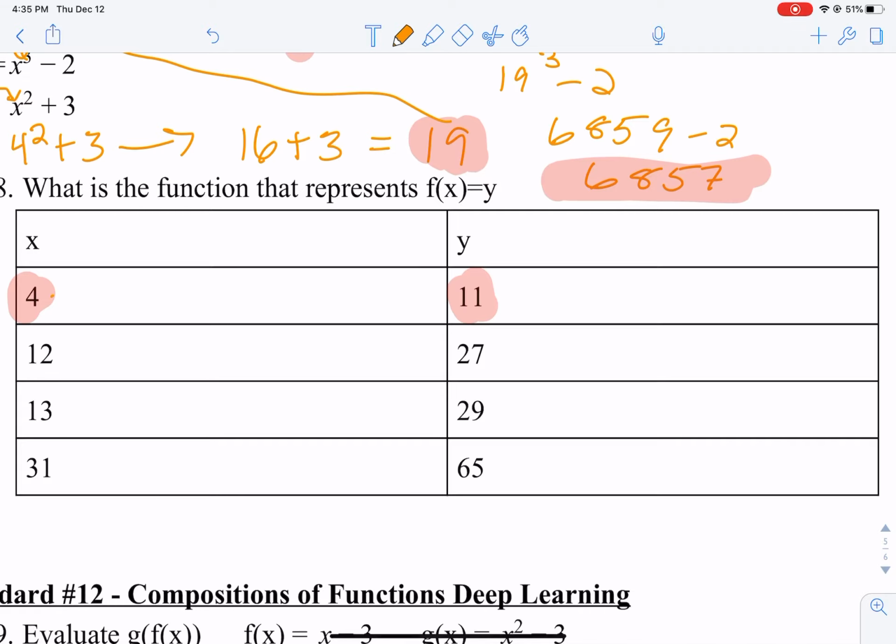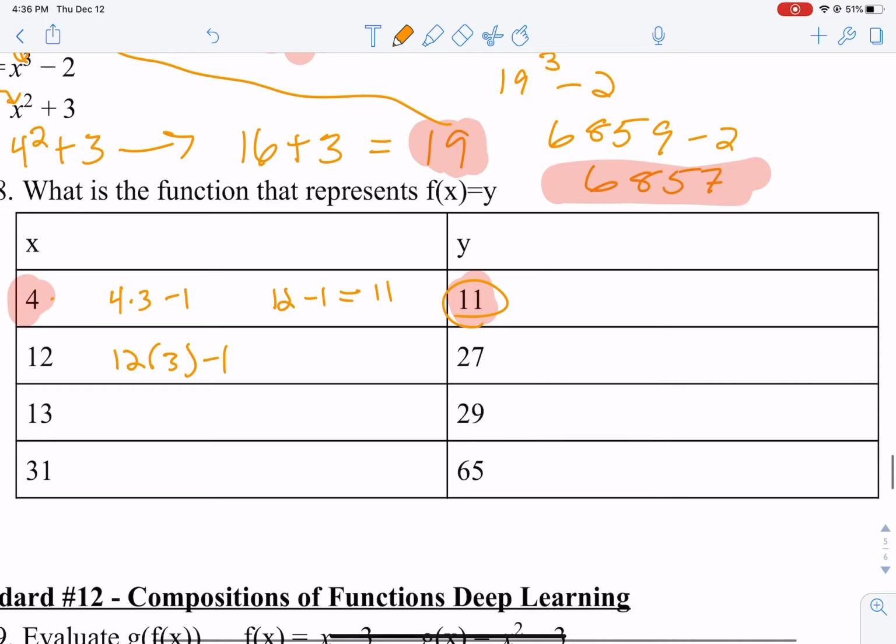What else? It could be multiply by something and then add or subtract something. So it might be multiply by 3 and subtract 1. So if I do 4 times 3 minus 1, that would give me 12 minus 1, which is, of course, 11. That works. If I multiply this by 3, so it'd be 12 times 3 minus 1. Try the same rule. That'd be 36 minus 1. That's 35. That's not 35. Okay, so let's go back. So it's not multiply by 3, add or subtract 1.